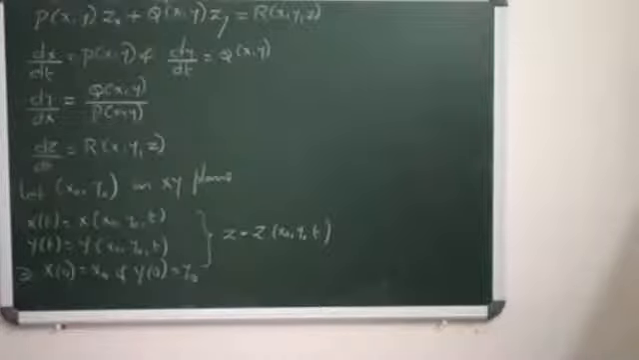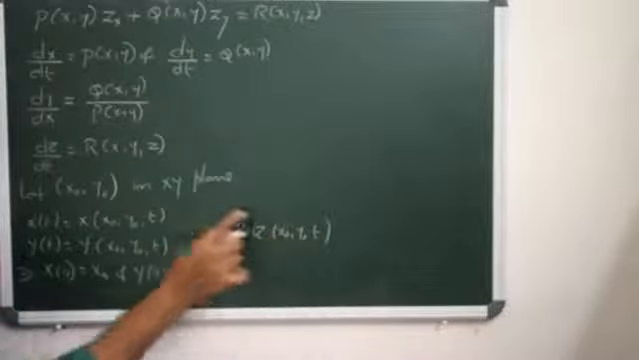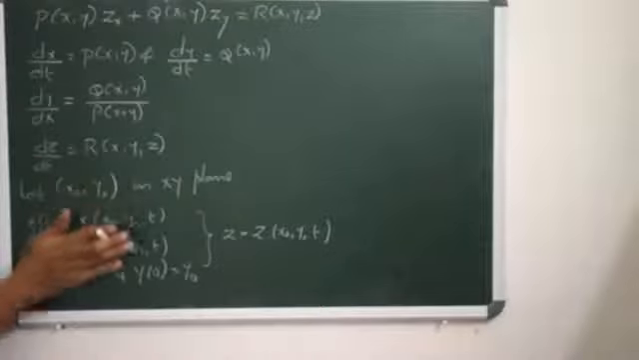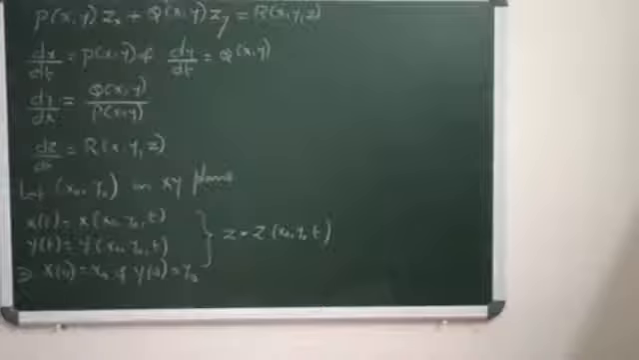So how do we solve a semi-linear equation? To solve a semi-linear equation, we have to find the solution z = z(x0, y0, t) satisfying the initial conditions by solving these ordinary differential equations: dx/dt = p(x,y), dy/dt = q(x,y), as well as dz/dt = r(x,y,z).